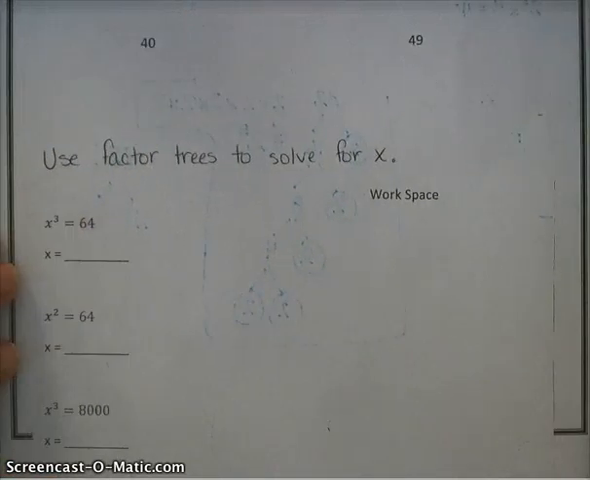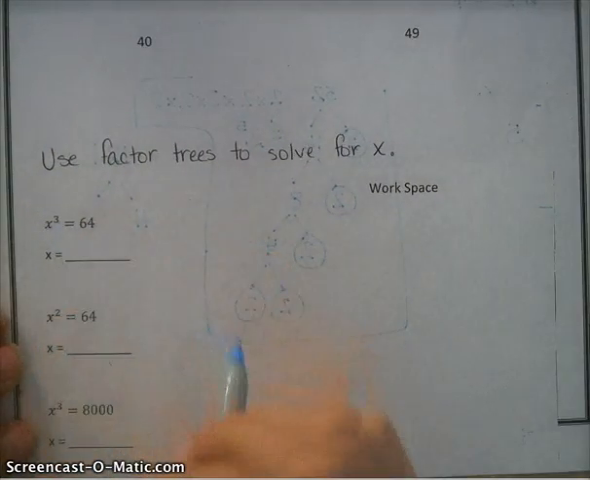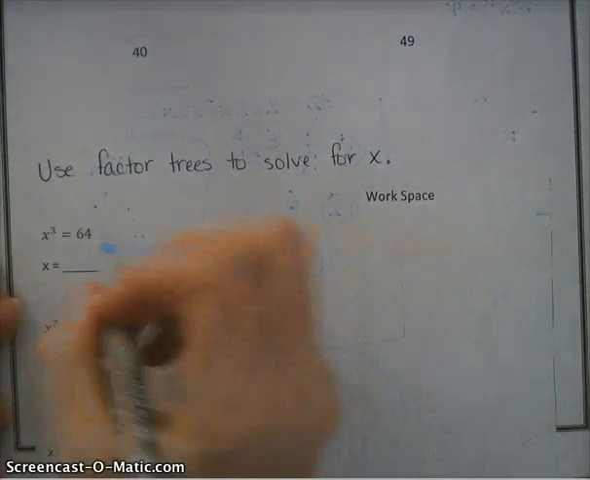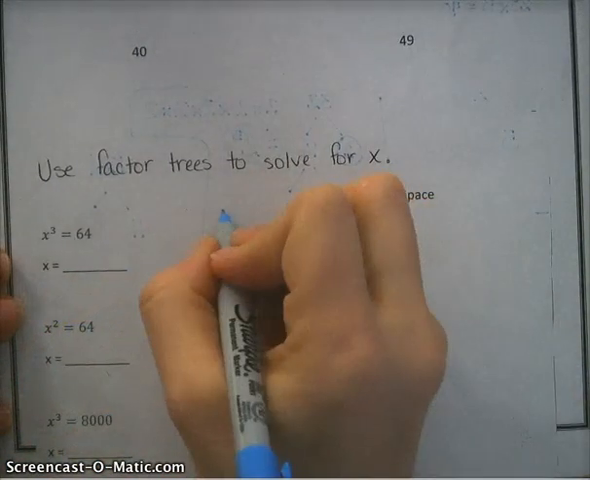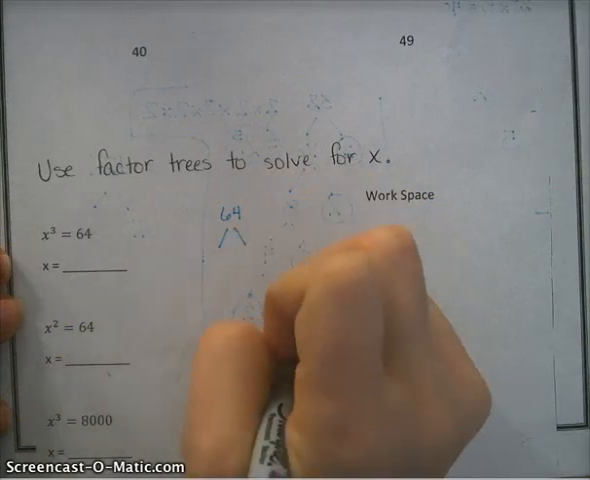Now, the last set of problems, this time you're taking a known exponent and you're trying to break it down and find the base. So for this one, you're taking your big number, 64, and you're making a factor tree out of it. So what could we get? Let's see.